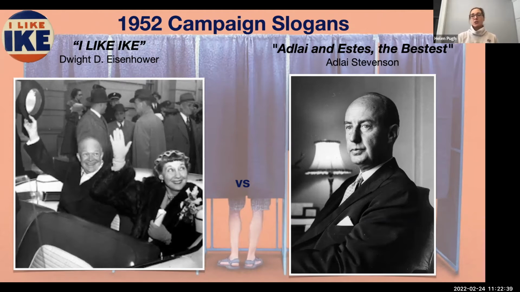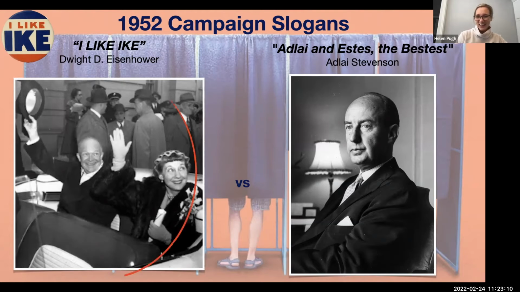All right. So this one we'll do together because we already know that Dwight D. Eisenhower is going to win this election. But this is just kind of an example of what we'll do. So we have Dwight D. Eisenhower, "I Like Ike," to Adlai Stevenson, and Adlai Stevenson is "Adlai and Estes the bestest." So which one just sounds better? Solely off the slogan. "Ike!"